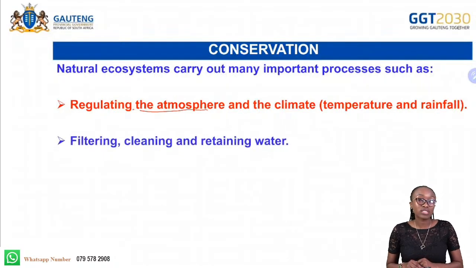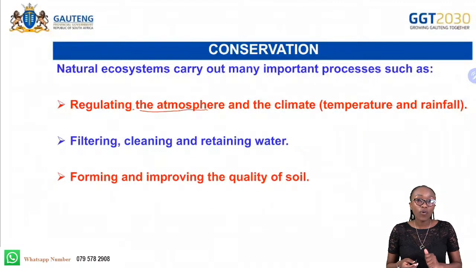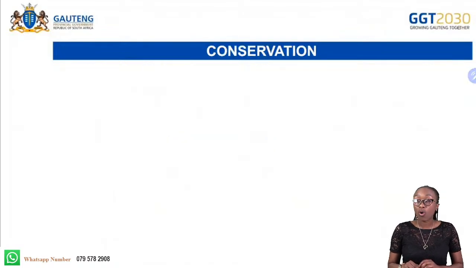What else do these natural ecosystems do? They filter, clean, and retain water. So they play this very important role of filtering, cleaning, and retaining water. They also form soil, when rocks erode, and they improve the quality of the soil. Remember, the plants, which are the producers, grow from the soil. So a natural ecosystem forms the soil and improves its quality.